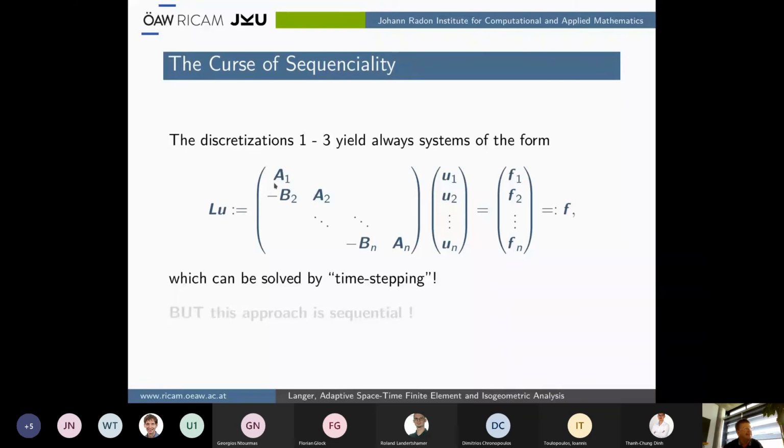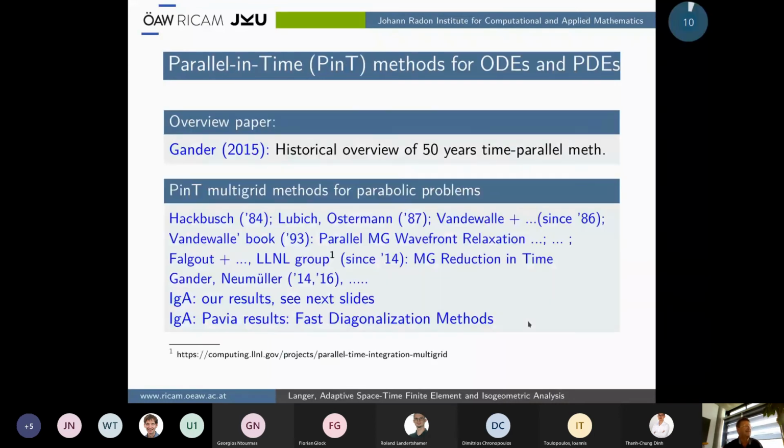You start with the first time level and then solve a system, get the first solution for temperature on the first time level. The initial time is hidden on the right-hand side. And then you bring this to the right-hand side and solve for the second and so on and so forth. This is time stepping, but this approach is sequential. So if you have a big parallel computer, this is not so nice to do, of course.